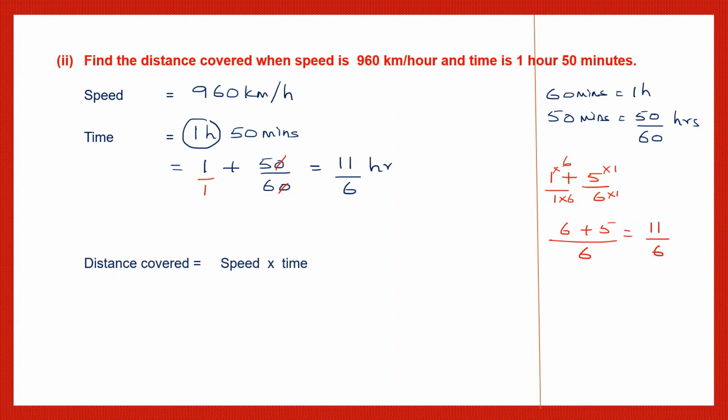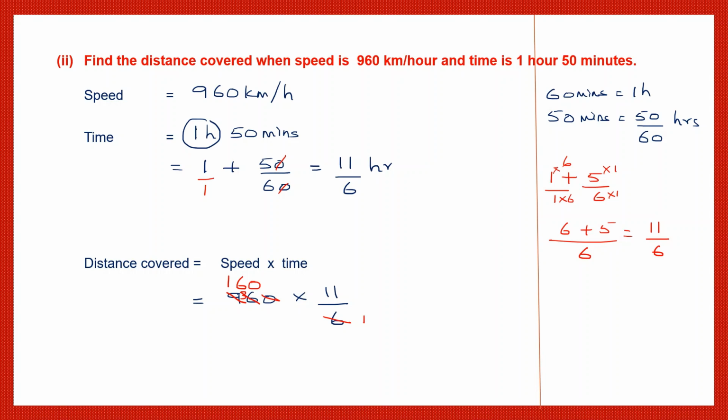Distance is speed into time. So speed is 960 kilometers per hour and time is 11 by 6 hours. Now we need to simplify this. Let's cancel what we can. Can we cancel 960 and 6? Yes, we can. 6 ones are 6, 6 sixes are 36, I have 3, so that's 36. I can cancel 6 sixes are 36 and the 0.